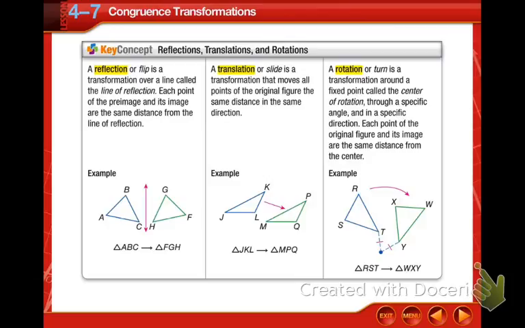A translation or slide is a transformation that moves all points of the original figure the same distance and in the same direction. And a rotation or turn is a transformation around a fixed point called the center of rotation through a specific angle and in a specific direction, clockwise or counterclockwise. Each point of the original figure and its image are the same distance from the center of rotation.